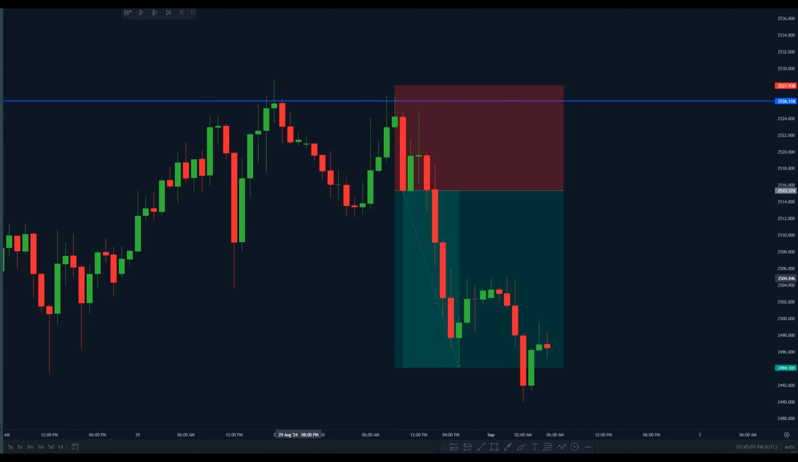The psychology behind this candle is simple. We have a long wick from the upper side, indicating a selling pressure. And after that we have a big red candle. It means the sellers are now active and price can go down from here. And that's what actually happened.